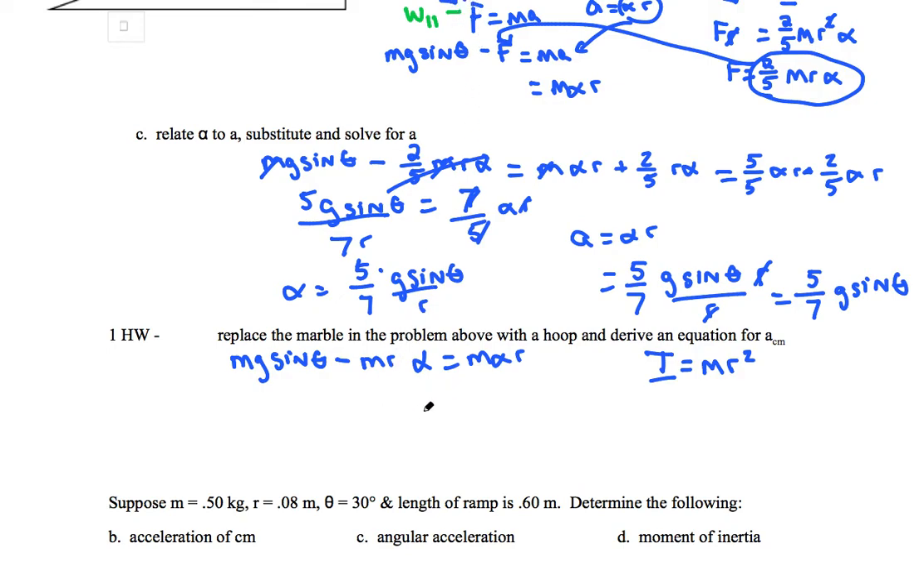So if I solve this for alpha, I get something very similar. And if I go to this step, it's going to be alpha r plus alpha r, and so I get 2 alpha r. And so instead of this 5/7, and you could work through the math of this, I end up getting a is equal to g sine theta divided by 2. So check my math on that.